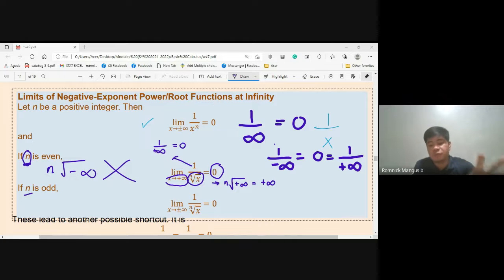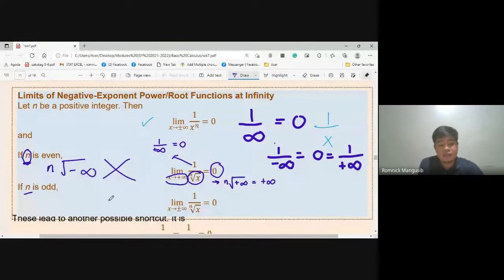Kapag may variables, laging may description. Tandaan nyo yan. Yan ang basic sa math. Kapag may variable, ano siya? Kasi nga ang definition ng variable, nagre-represent siya. So kapag nagre-review kayo ng formula, ano ang sinasabi ng variable? Ano ang nire-represent niya? And we always have if conditions in your logic.